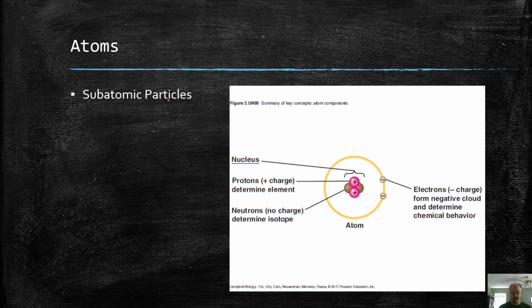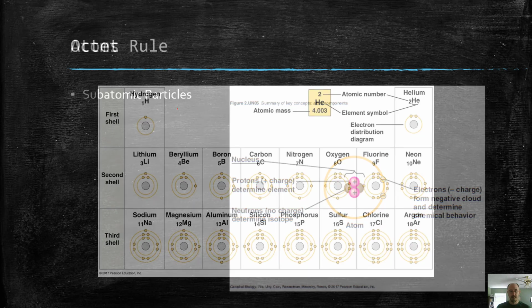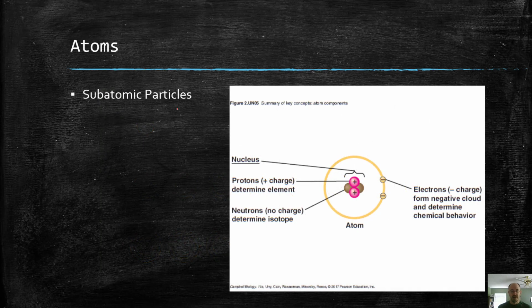Now, let's look at atoms. So, elements are composed of atoms. Atoms are these tiny little units of matter that are composed of subatomic particles. Those subatomic particles, let me go back, include protons, which have a positive charge, neutrons, which have no charge, and electrons that have a negative charge.